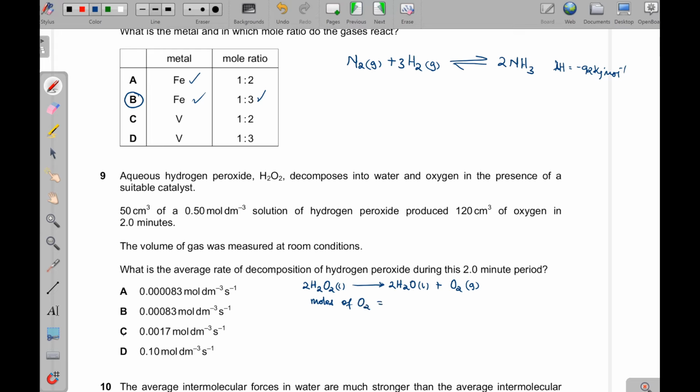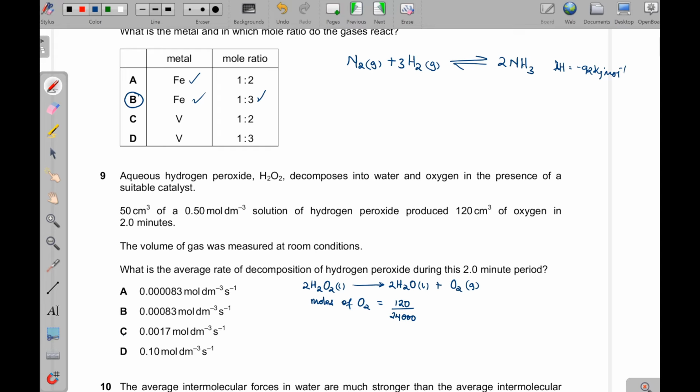Moles of oxygen here, it is 120. 1 mole of a gas at room temperature and pressure occupies 24 liters or 24,000 cubic centimeters. So we get this one, and then we look at 24,000. We divide it by 24,000. How does this one come about?